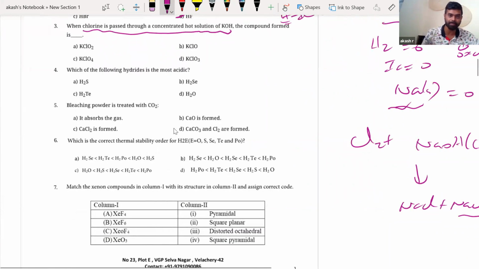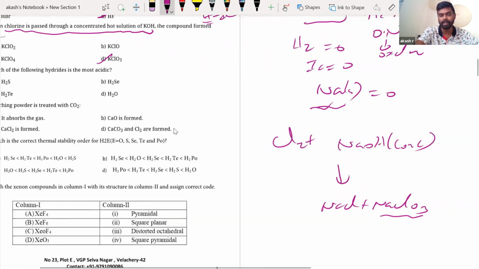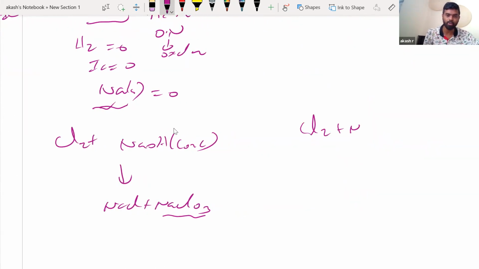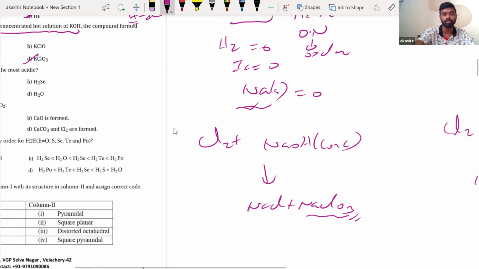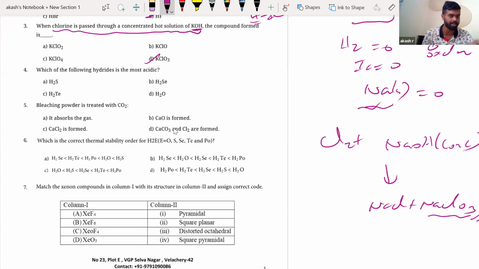So in this case, it is potassium. So potassium would have been KClO3. Okay, NaClO3 is there, right? If it was dilute, what would have happened, people? Cl2 plus NaOH dilute would have formed NaCl plus NaOCl. Okay, only one oxygen here. Here it is 3 oxygens. That is the only difference between concentrated and dilute. So the answer to this question is KClO3. That is NaClO3, but there is KOH here, so it is KClO3. That's the only difference. Okay, fine.